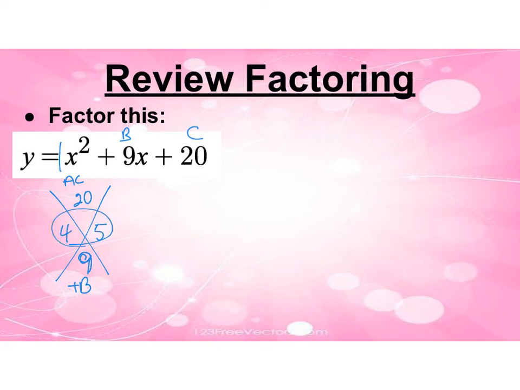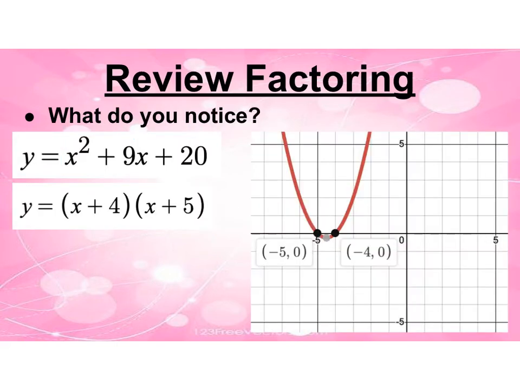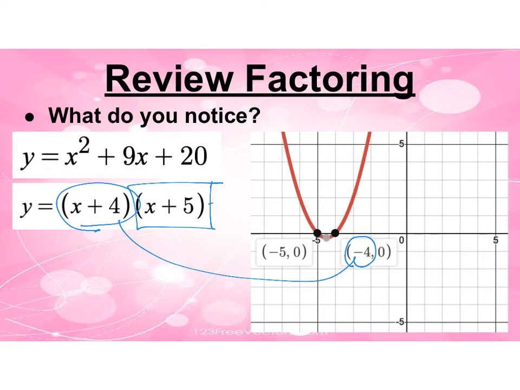Because A is 1, I can put those right in parentheses, and I have Y equals X plus 4, X plus 5. Keep in mind we do have an equation, so I kept the Y equals to keep it as an equation. So it looks like that. And then when I graph it, it looks like this. So notice I have X plus 4 and my x-intercept is negative 4. I have X plus 5 and my x-intercept is negative 5. So just think about that. Keep that in the back of your head.